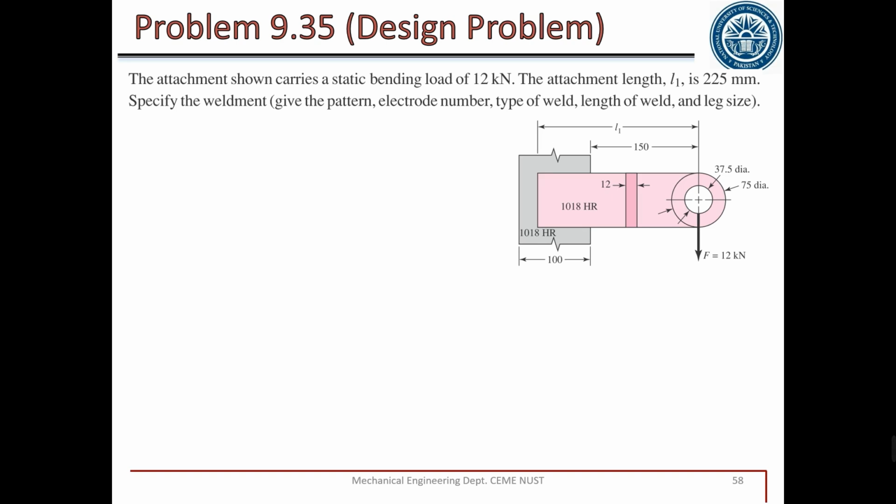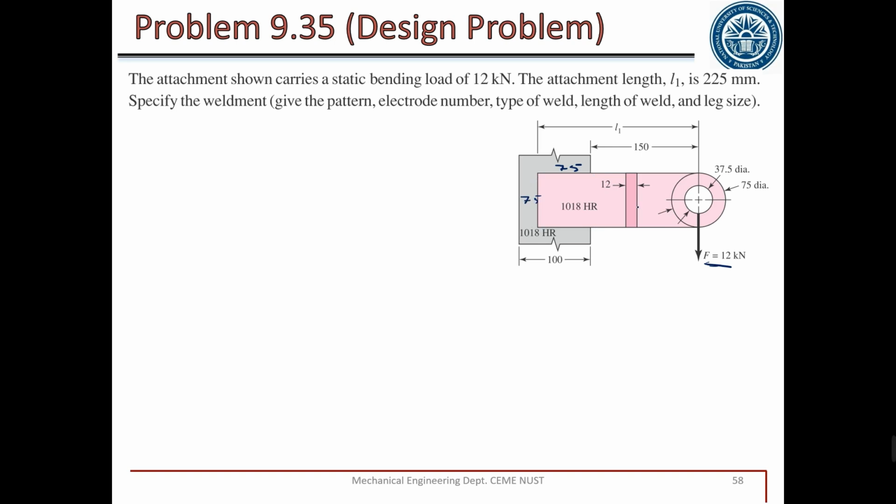We have two design problems to solve, and after that today's lecture will be ended. Starting from problem 9-35. For this problem, this is a case study. Attachment 12. We have a 12 kilonewton of external force. Attachment length L1 is equal to 225. So the total length is 225 minus 150. The remaining length is 75 mm. And the depth is also 75 mm. So we have a square area of 75 by 75 mm.